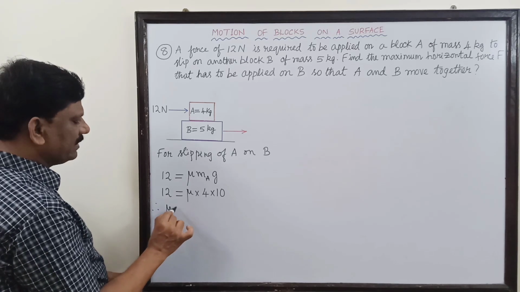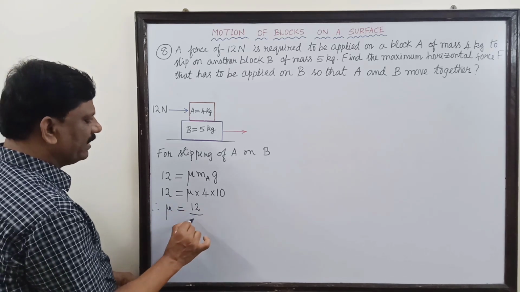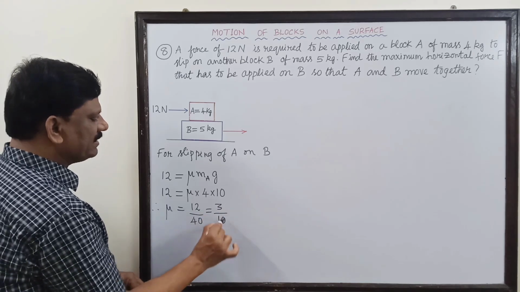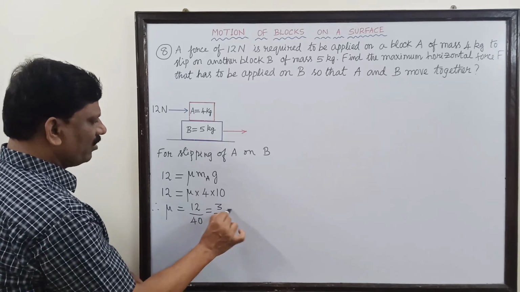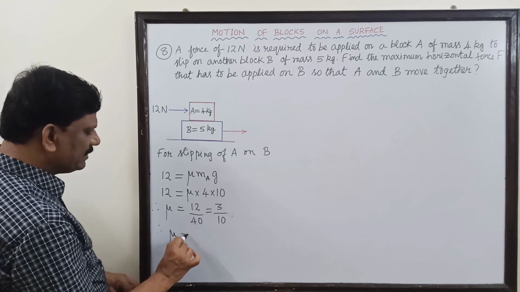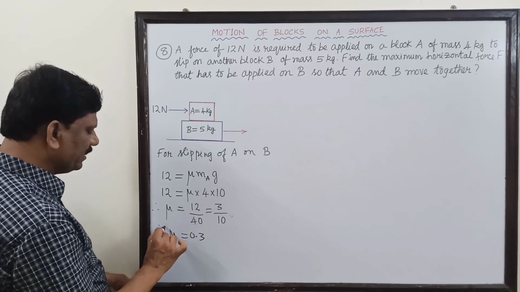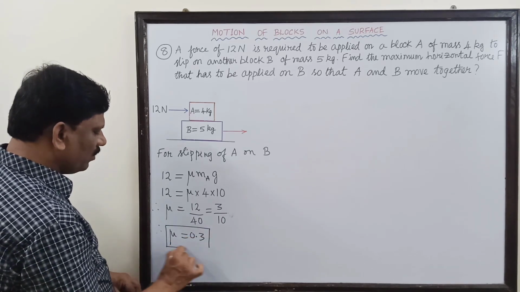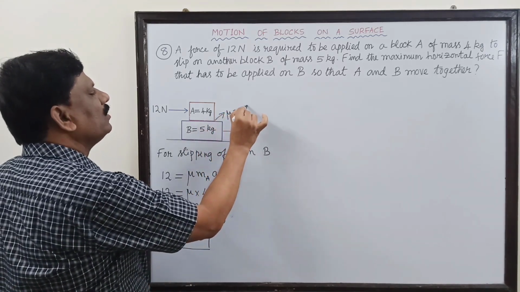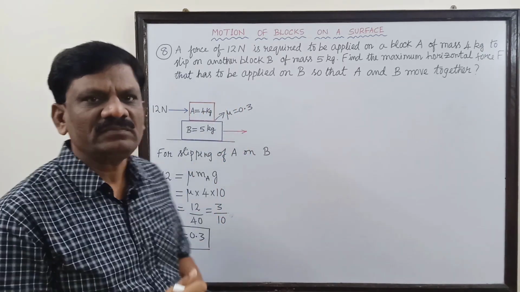Therefore, mu is equal to 12 divided by 40. So 4 3s are 12, 4 10s are 40. Therefore, mu must be equal to 0.3. So we have found the coefficient of friction mu is equal to 0.3.